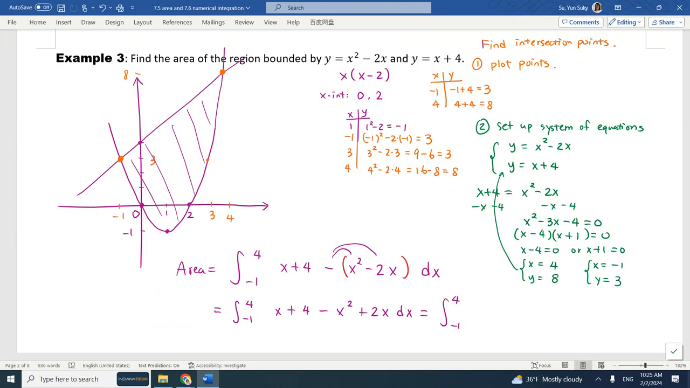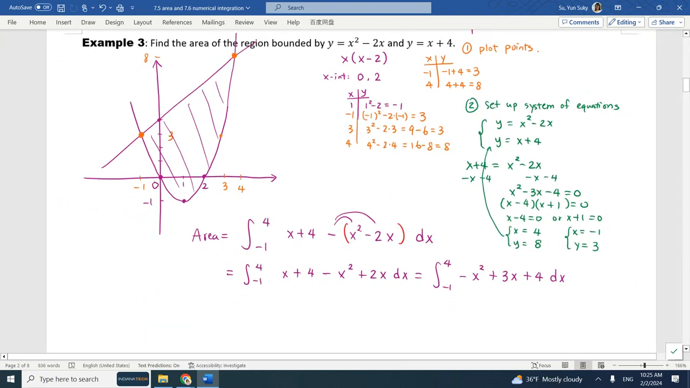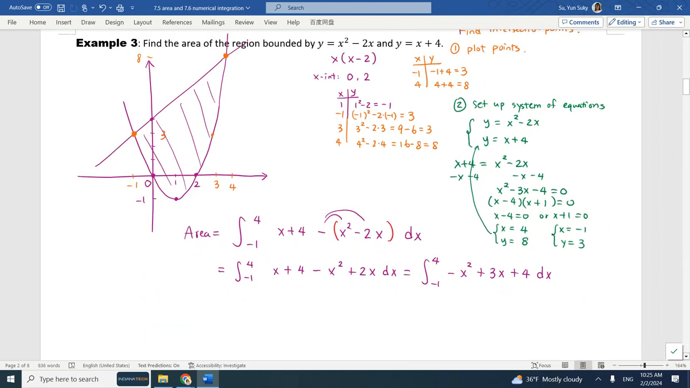Okay, so before we calculate, let's combine the like terms. How about we reorder it from the highest power to the lowest power? Who's the highest power? Yeah, so negative x squared. And then how many x? 3x. The constant is 4. Okay, so we combine them, and we're ready to integrate.